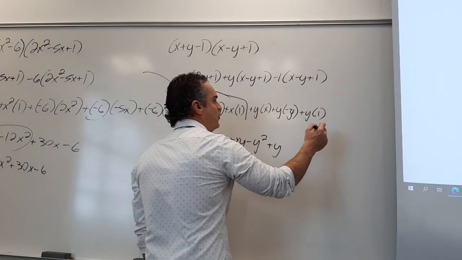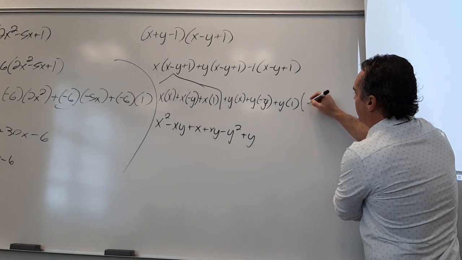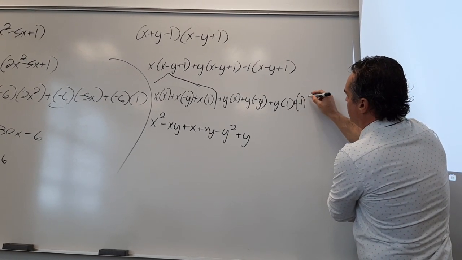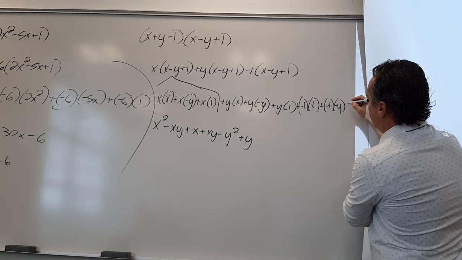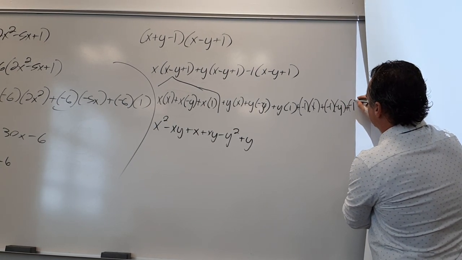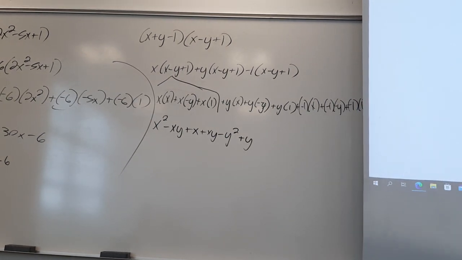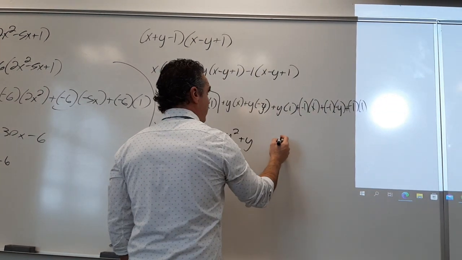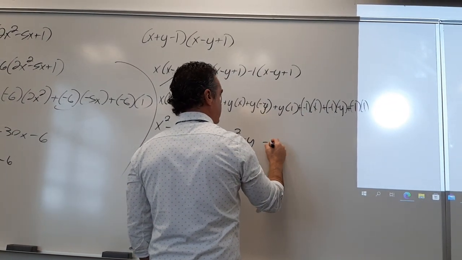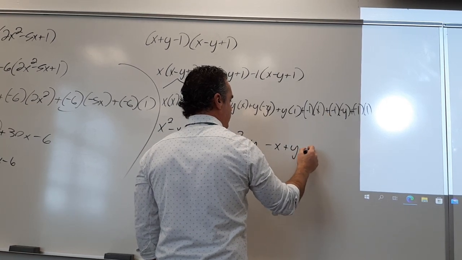And then finally, this one here is going to be plus negative 1 times x, plus negative 1 times negative y, and plus negative 1 times 1, okay? This ends up being, negative 1 times x is going to make negative x, negative 1 times negative y is plus y, and negative 1 times 1 makes negative 1.